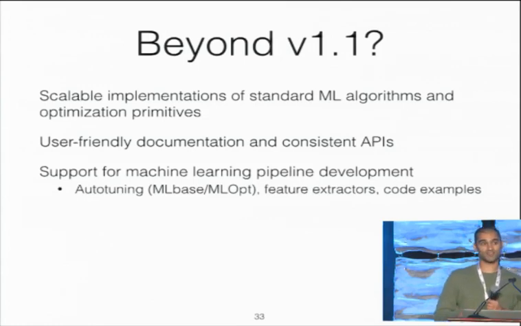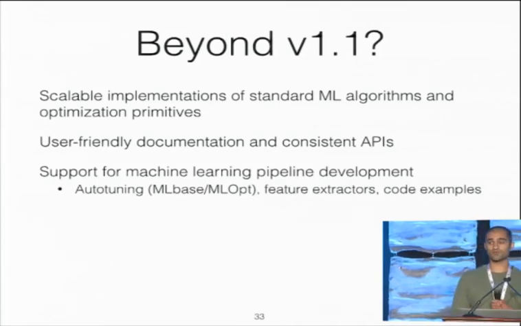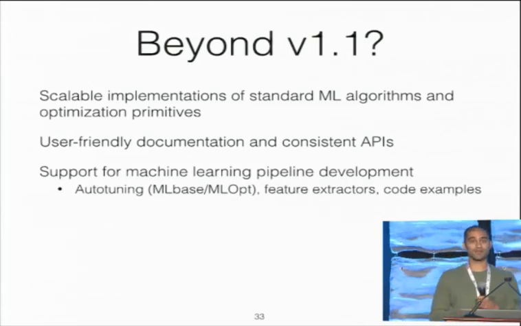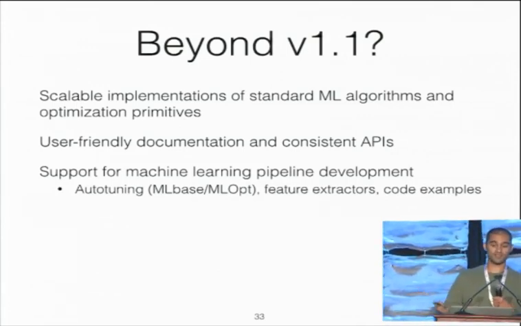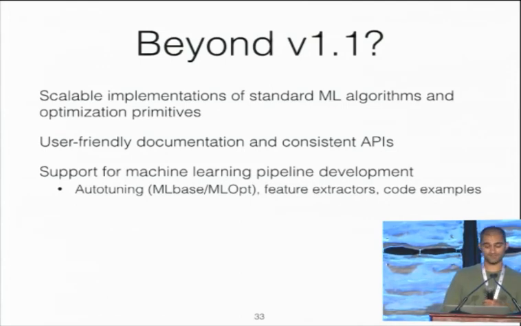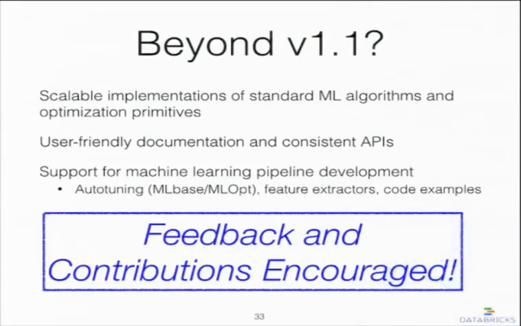Furthermore, we want to support machine learning pipeline development. Part of this is related to the ML-based project in terms of auto-tuning, but we also want to add common feature extractors for typical sorts of problems related to images or text, for instance. We also want to add additional code examples and templates that people can use, hopefully to build their own applications. But of course, these are just ideas. Feedback and contributions are encouraged, and the interests of the community are what's going to guide future functionality in MLlib. So please contribute and discuss if you're interested in adding things.